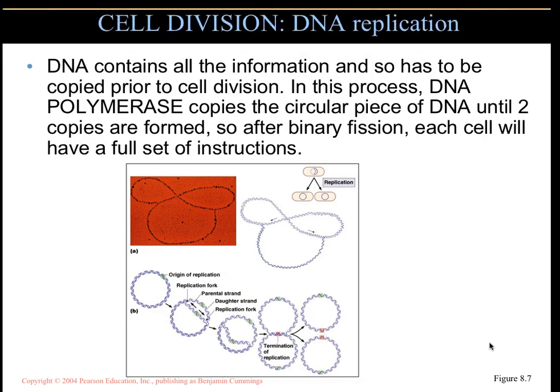And if or when you are making a copy of the instruction tape of the DNA and you're doing DNA replication, the enzyme that I do want you to know that is so important in allowing the structure to replicate itself and make a perfect copy is DNA polymerase. So it says DNA contains all the information, so it has to be copied prior to cell division. In this process, DNA polymerase copies the circular piece of DNA until 2 copies are formed. And then after binary fission, each cell will have a full set of instructions.